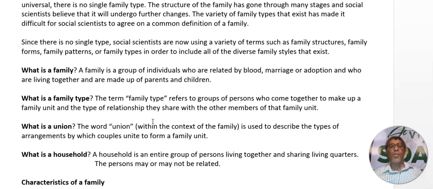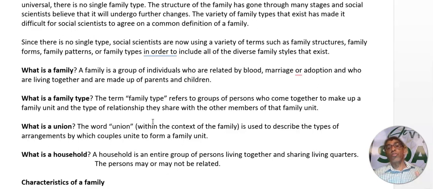Okay? So what is a family? This is a group of individuals that are related by blood, by marriage, by adoption, and who live together and that generally consists of parents and children. So that's a family. They are related by blood, or they may be related by marriage, or they may be related by adoption.